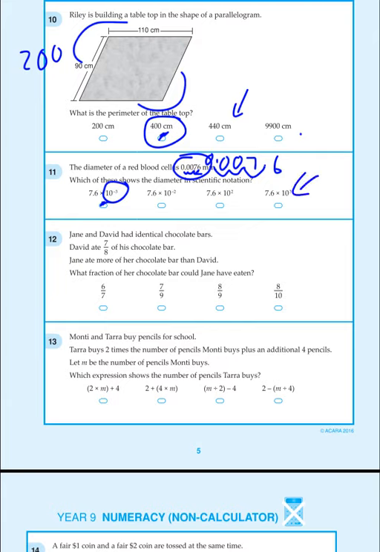Do not go this one. That is 10 to the 3, that is 1,000. 7.6 times 1,000 will be 7,600, which is not the right answer.